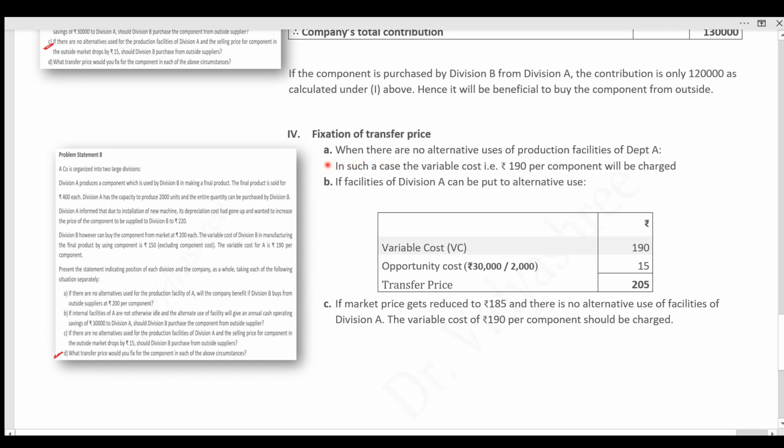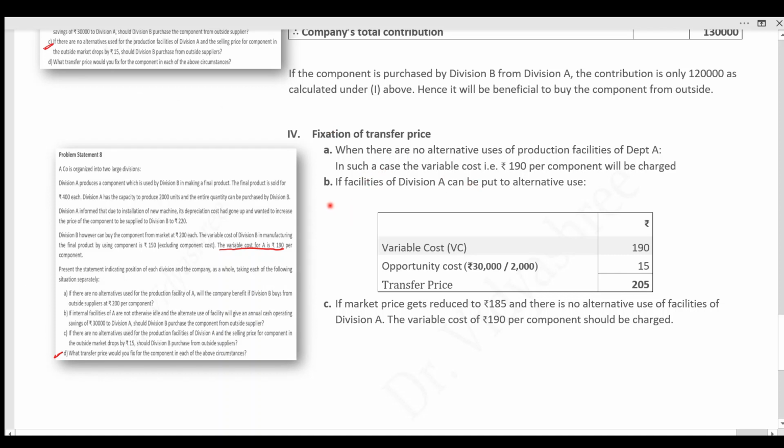In the first situation, when there are no alternatives for the production facilities of division A, division A can charge the variable cost, that is 190 per component. You need to observe very carefully. Till the three steps we calculated the profit. Now we are just calculating the transfer price. In the first situation, no alternative use is there. That's why it's just charging the variable cost of rupees 190 per component. 190, again it's given in the question. You can observe here the variable cost of A is 190. The same thing is to be charged.